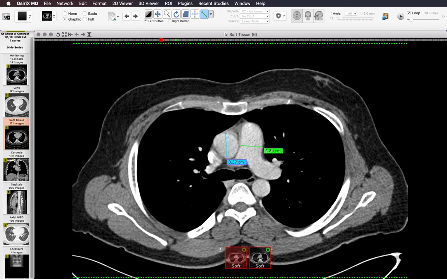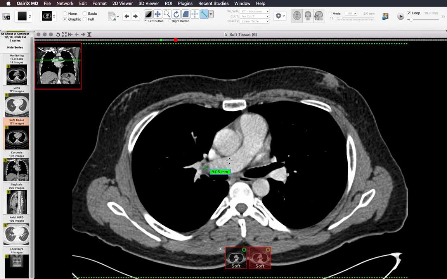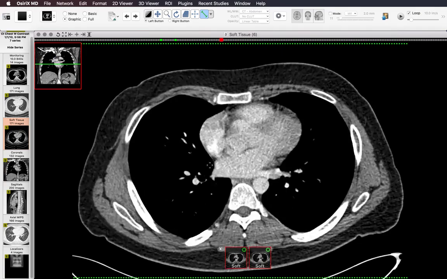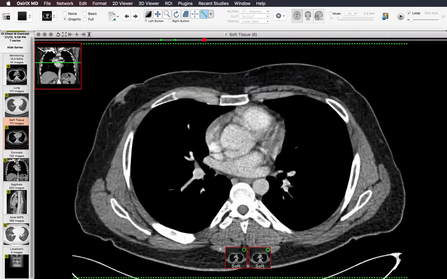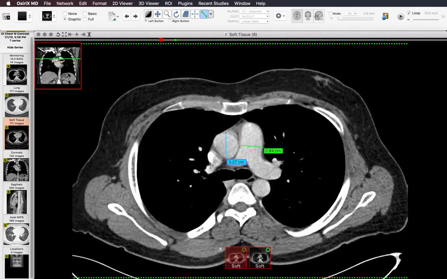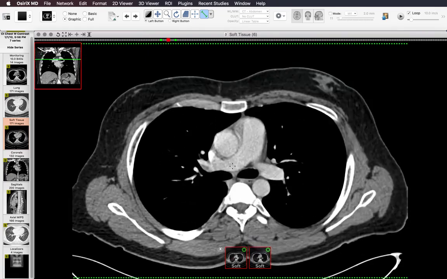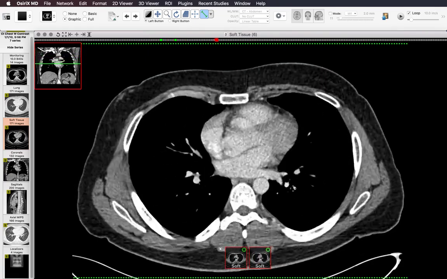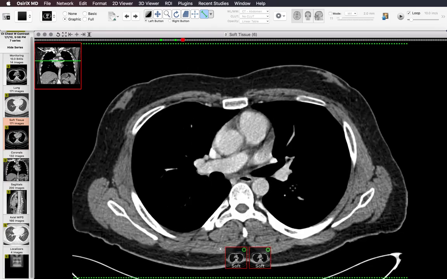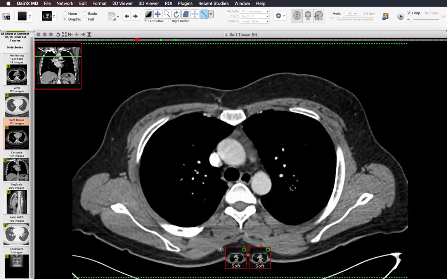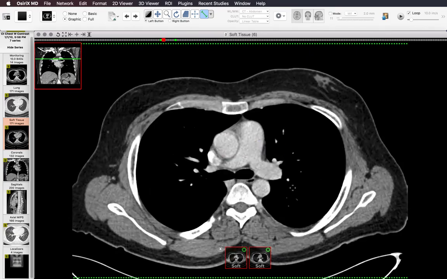Since this is a chest CT with contrast, I want to look inside of the pulmonary arteries, following each lobar and segmental artery out as best as I can to make sure that there are no filling defects in the pulmonary arteries. Okay, because occasionally you will find incidental pulmonary emboli on these patients.